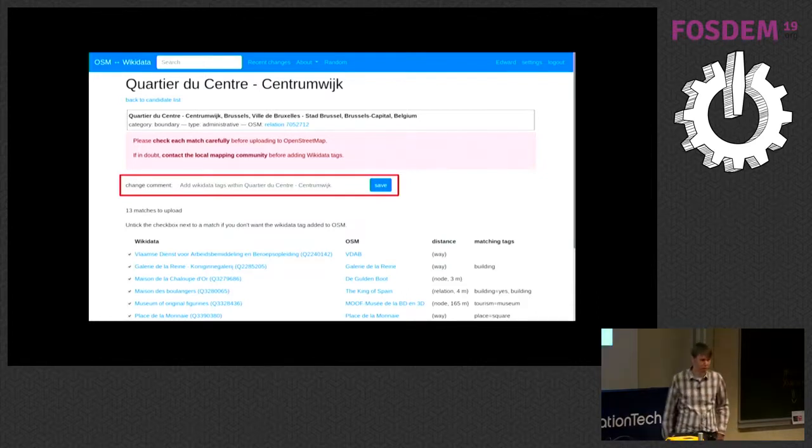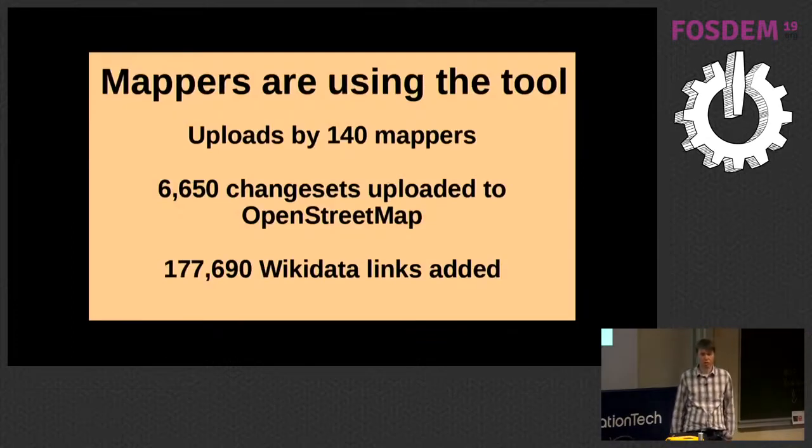So people are using the tool. 140 users have used it, and you can see there 6,500 changesets, almost 180,000 Wikidata links added to OpenStreetMap.